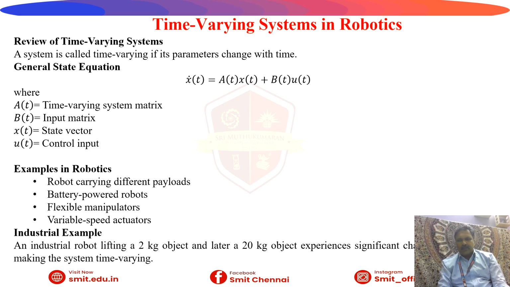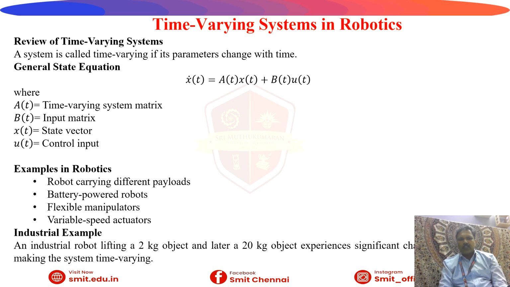Review of time varying systems. A system is called time varying if its parameters change with time. General state equation here we can write like this: x dot t equal to A(t) x(t) plus B(t) u(t). A(t) is nothing but a time varying system matrix. B(t) is equal to input matrix. x(t) is state vector. u(t) is control input.